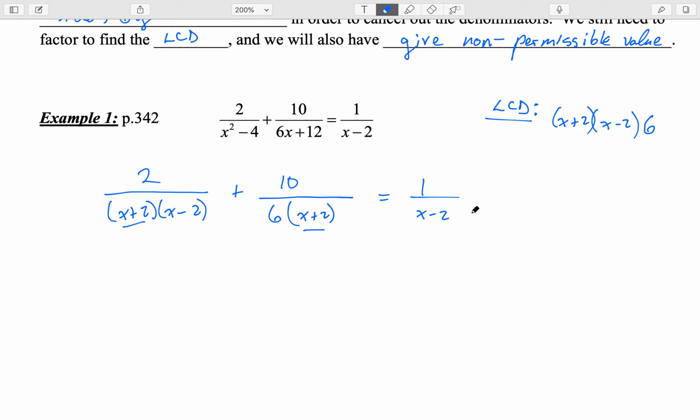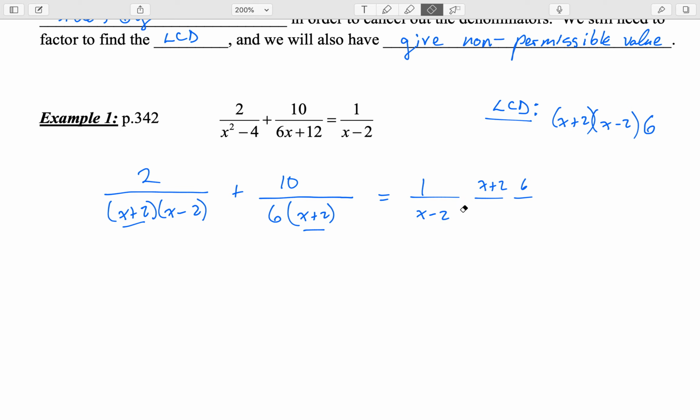Now, here's what we did before. We multiplied on top and bottom by what's missing. I'm missing the x plus 2, and the 6. We multiplied by what it was missing in order to create that, right? I'm not doing that this time. I'm not going to multiply top and bottom. I'm only multiplying on the top.